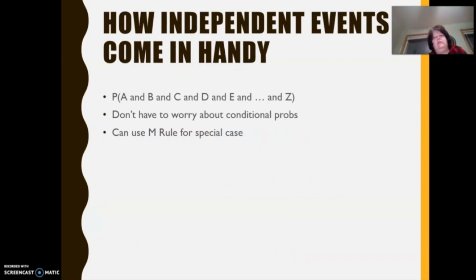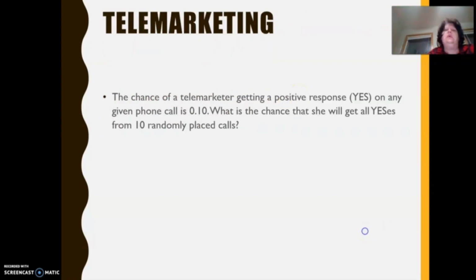Now, what if you had a ton of events that are happening all at once? If they're dependent, you have to have all these conditional probabilities involved because everybody depends on everybody else. But if they're independent, you can use a multiplication rule and just go P of A times P of B times P of C times P of D times P of E all the way up to Z if you want.